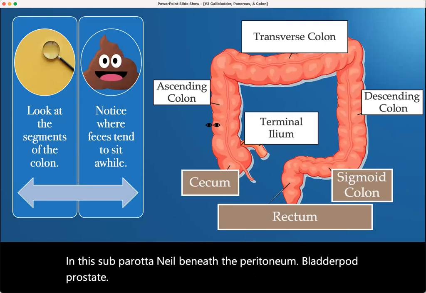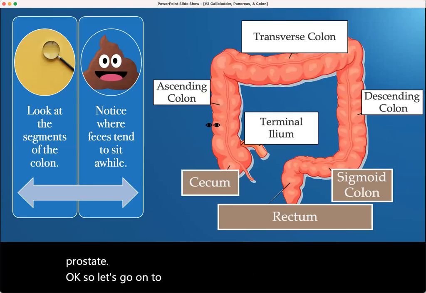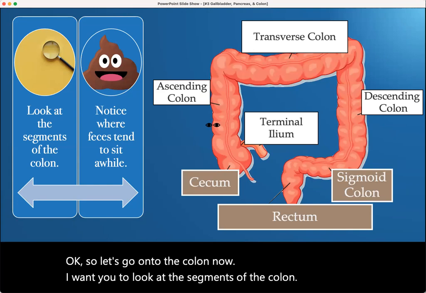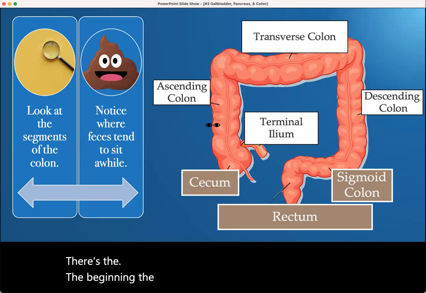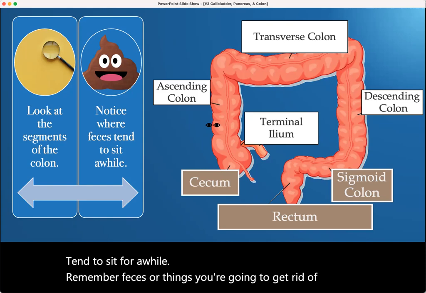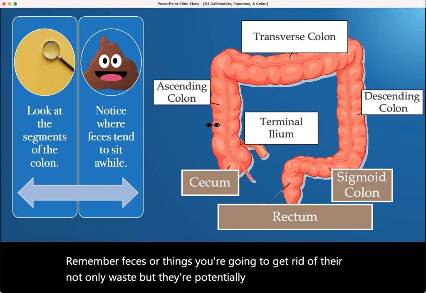Okay, so let's go on to the colon now. I want you to look at the segments of the colon. There's the beginning, the cecum, transverse colon, descending colon, sigmoid colon, and rectum. Notice where the feces tend to sit for a while. Remember, feces are things you're going to get rid of. They're not only waste, but they're potentially full of toxins.